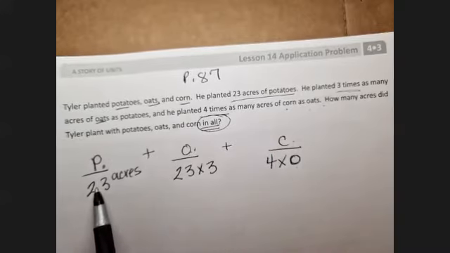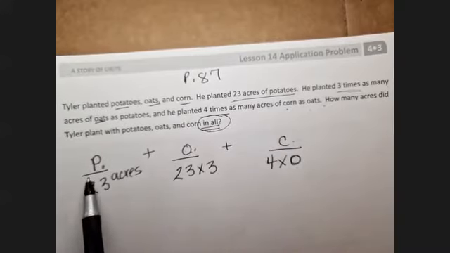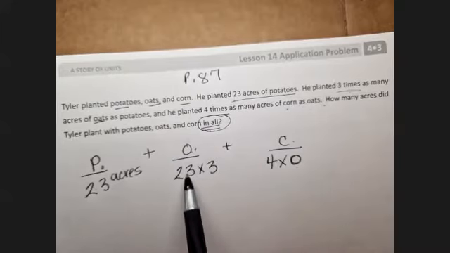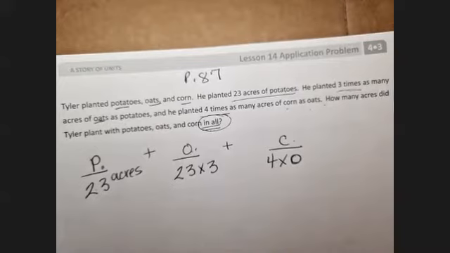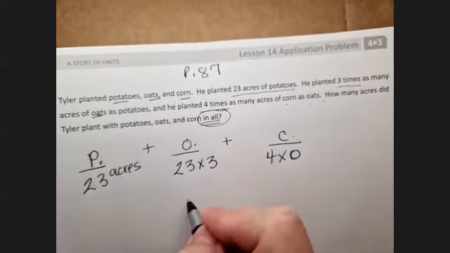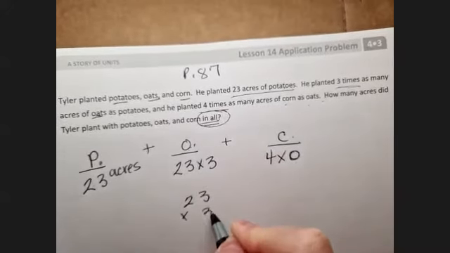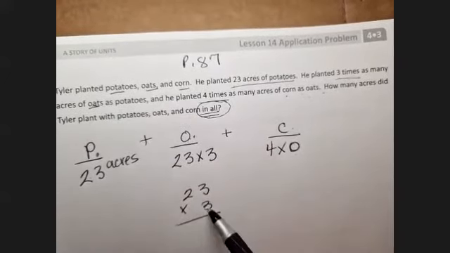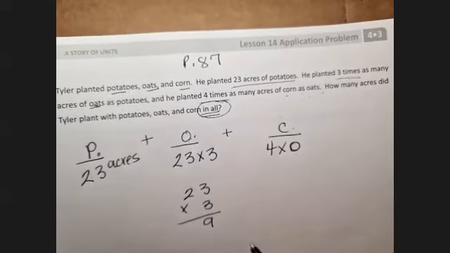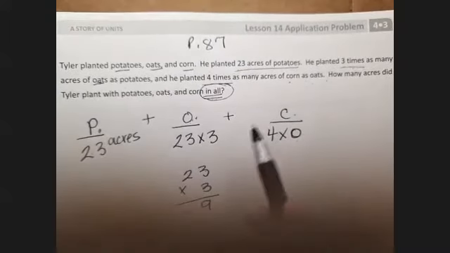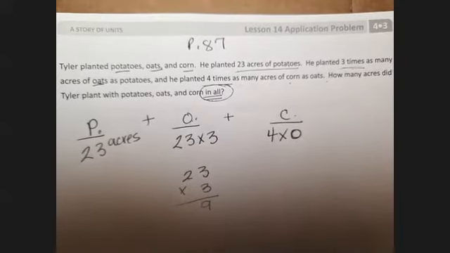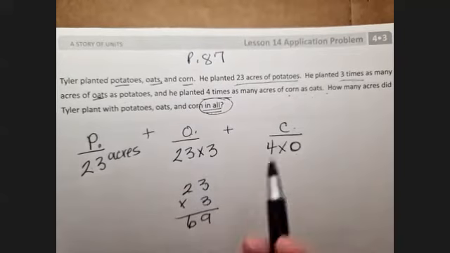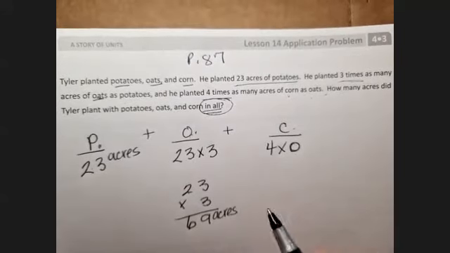So I know how much potatoes we have. So the P I already have. The oats I have to solve first. And then once I have the oats, I can solve corn. So I'm going to go ahead and multiply 23 times 3. We know how to solve using the standard algorithm. So I'm going to do the 3 times 3 is 9. So I'm doing my ones first. Then I'm going to do 3 times 2 tens. That's 6 tens. Okay, so I know there's 69 acres of oats. So there's my answer for oats.